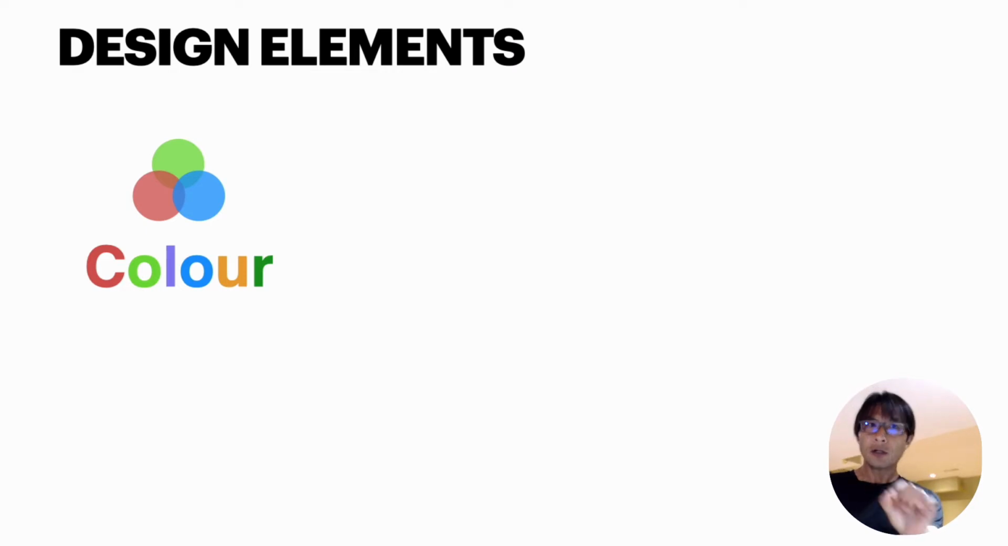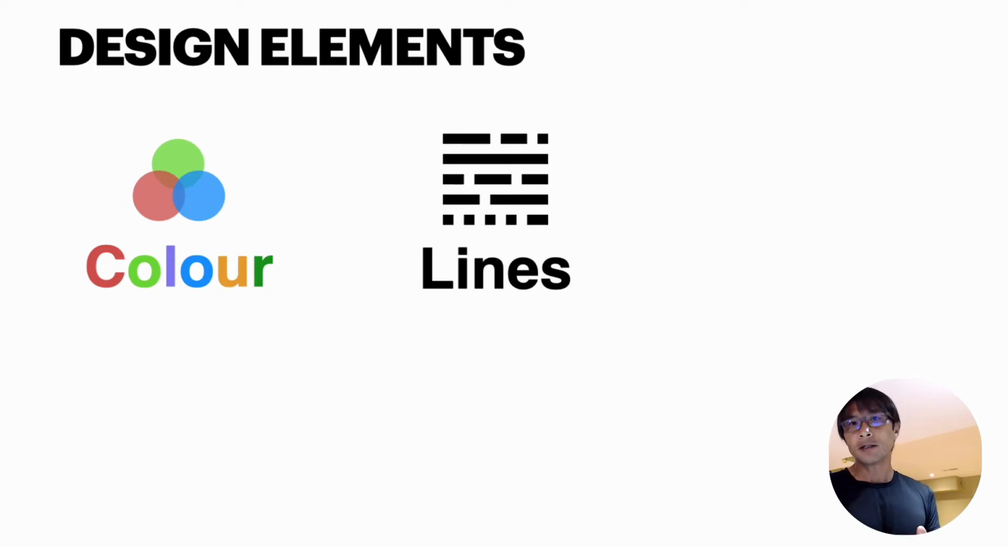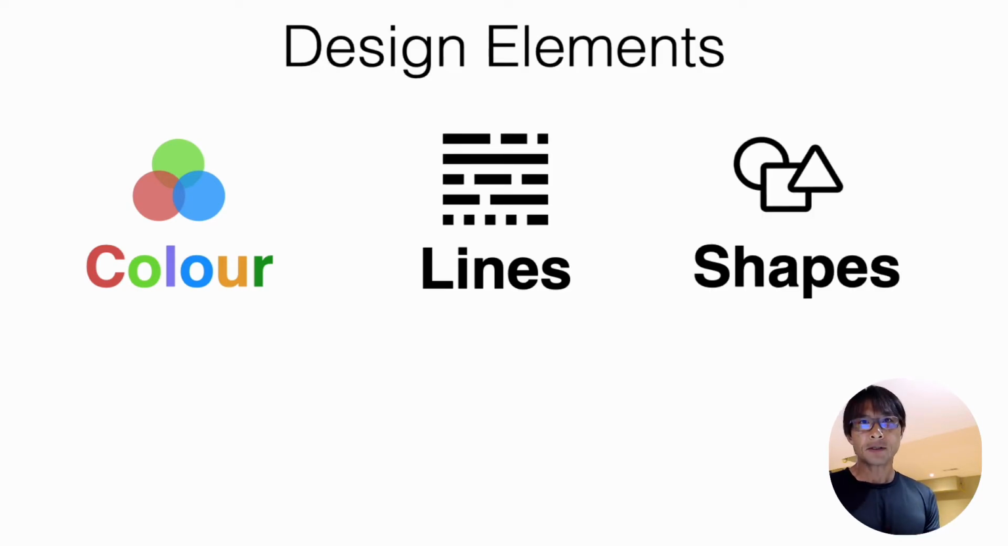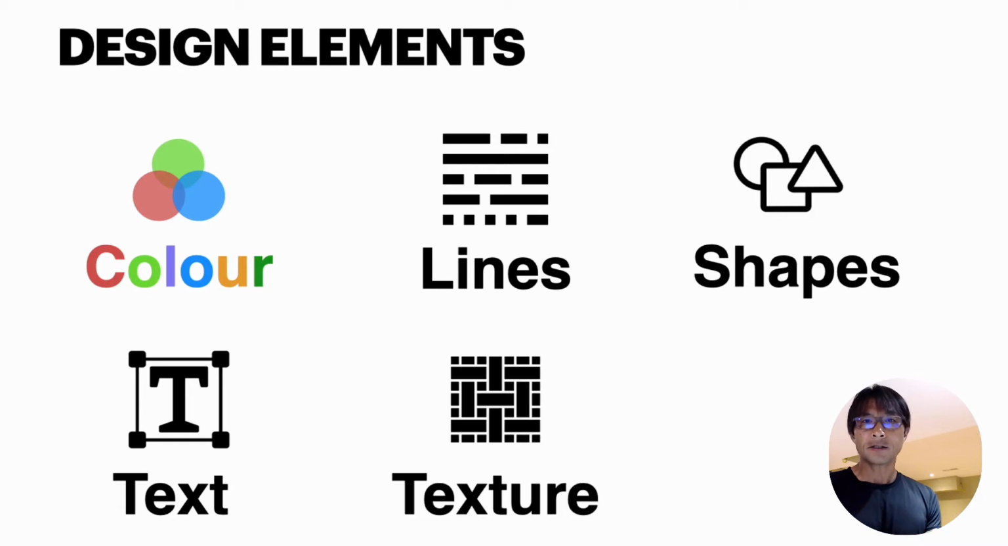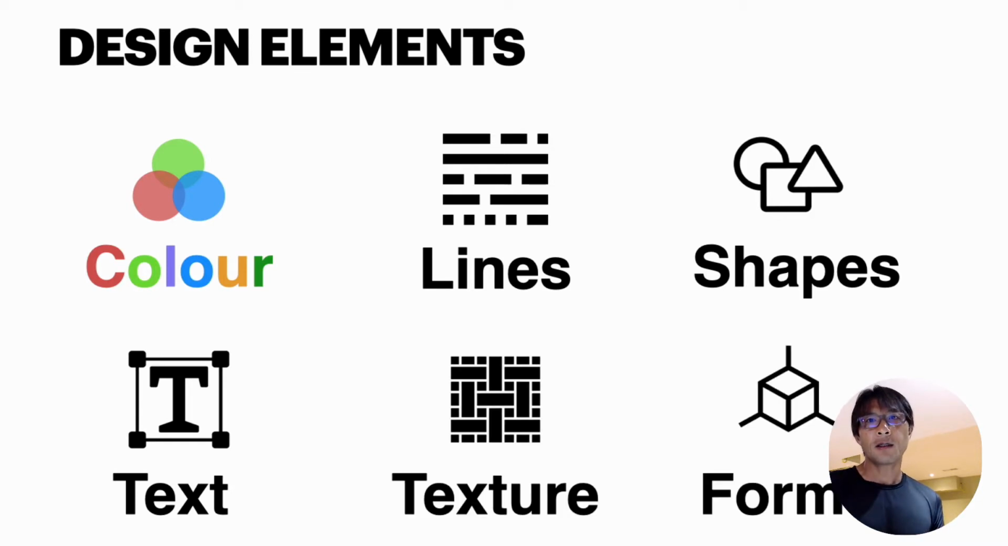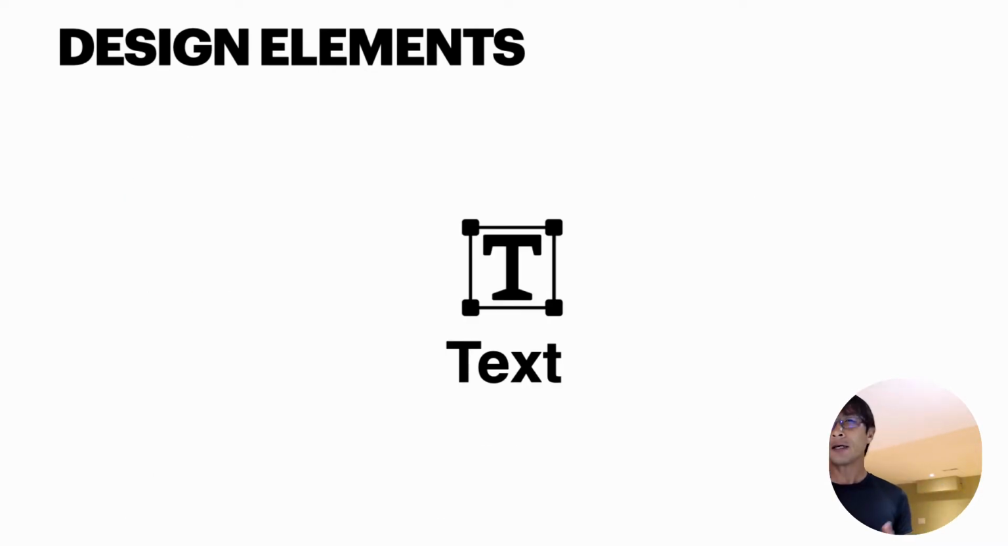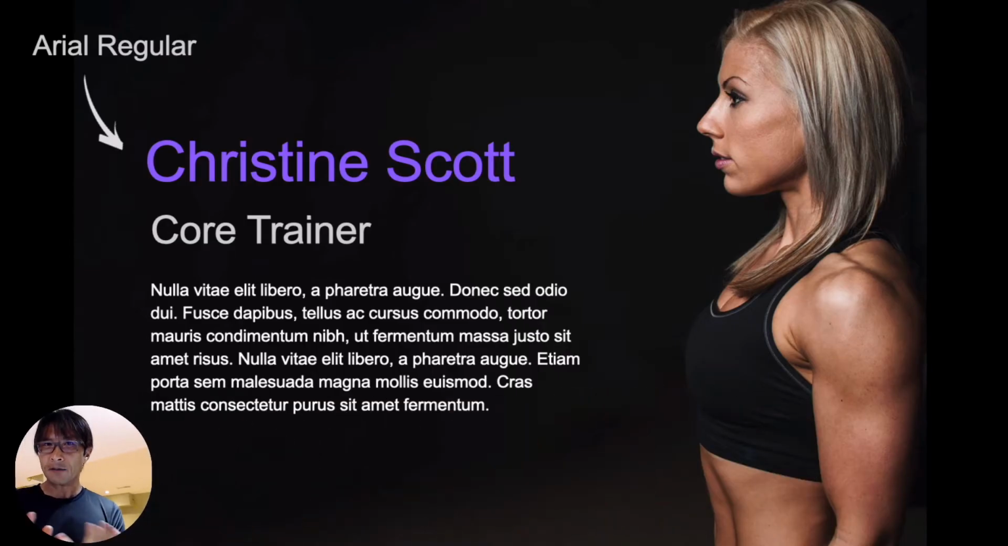Now, we talked about before that there are several design elements: color, lines, shapes, text, texture, and forms. Now we're going to talk about text today. Lots of people think text is just about the content and information, nothing to do with the design. But actually it is. There are lots of typefaces you can choose from today.